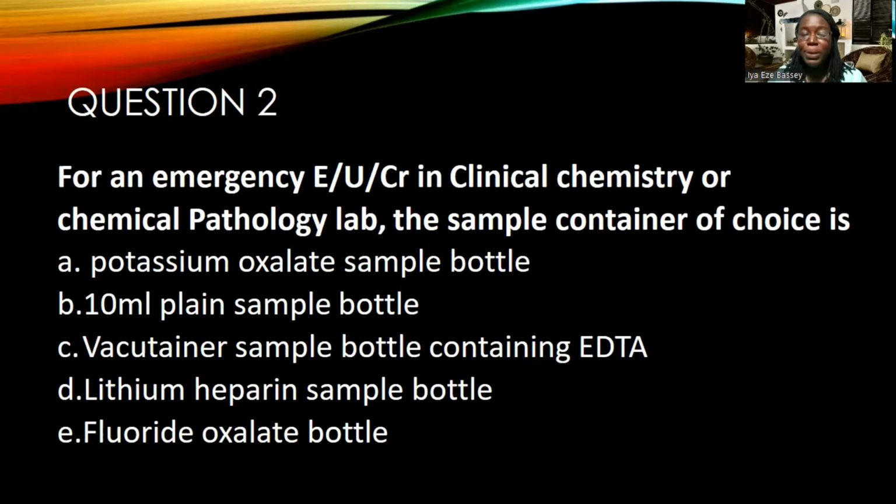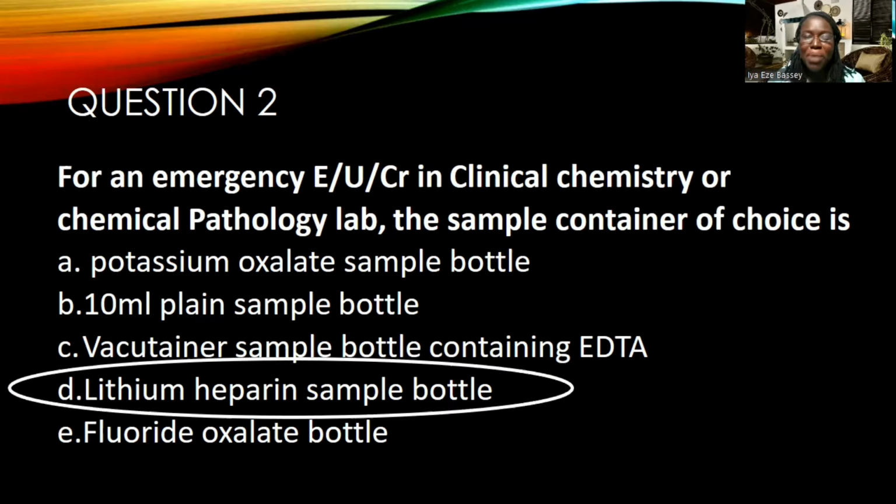Remember, you want to do this EUC fast, so you don't have time for blood to clot. So that rules out B. Potassium oxalate, remember you're doing EUC. Potassium is one of the electrolytes. You don't want to use that bottle. Then Vacutainer sample containing EDTA. EDTA comes in as either sodium salt or potassium salt, so you don't want to be using that. That would disrupt your results. Then fluoride oxalate bottle. It comes in as sodium fluoride and potassium oxalate. You don't want to be adding those two to what you already have in the blood. So that will mean we are going to use the lithium heparin sample bottle.